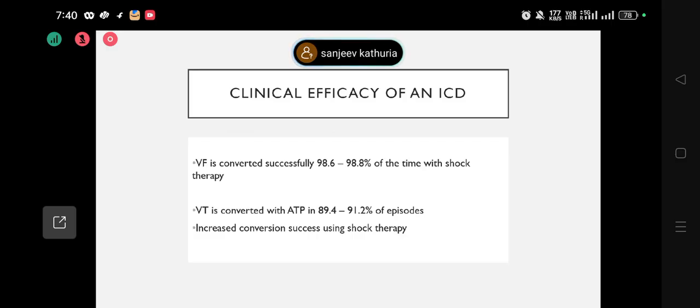This is the clinical efficacy answer to what Dr. Gurusar was saying. Even in VF, there are 1.5% of people who will die in spite of having an ICD. VF is converted successfully 98.8% of the time. Even in VF, 1% will die despite the battery using everything, because that heart is too fragile. So it depends on so many factors.